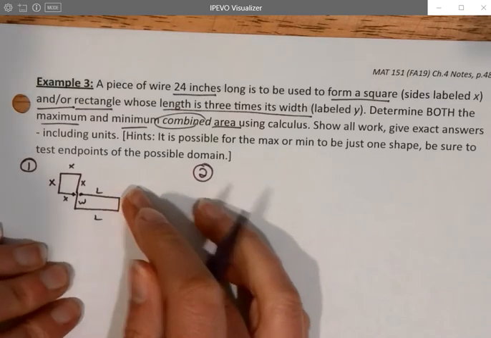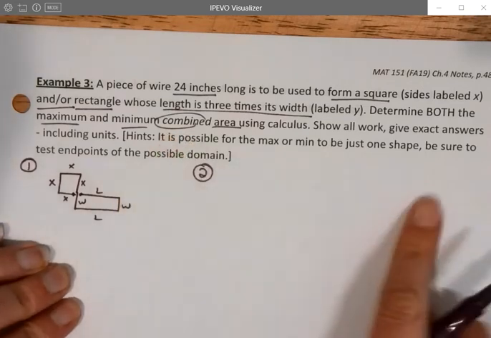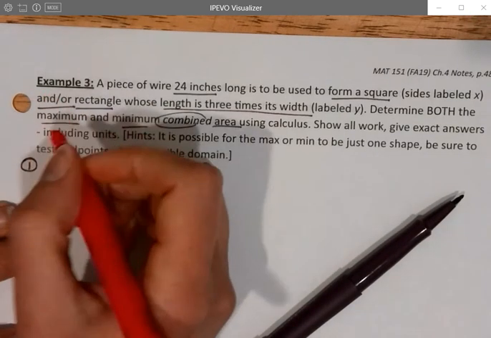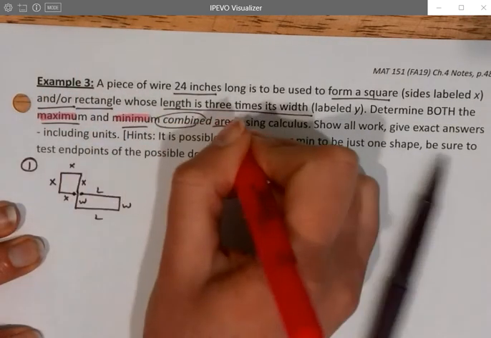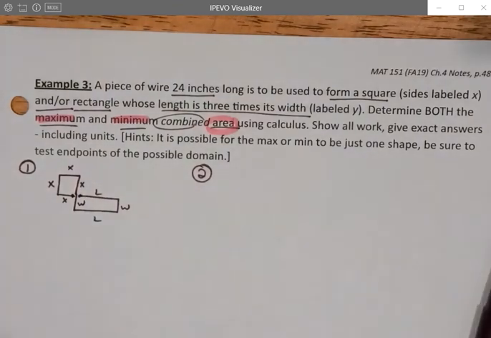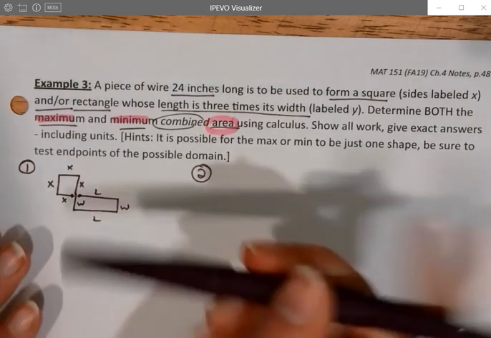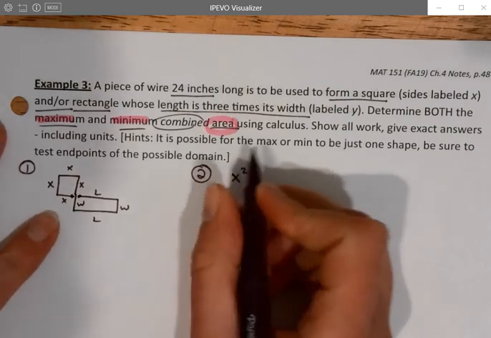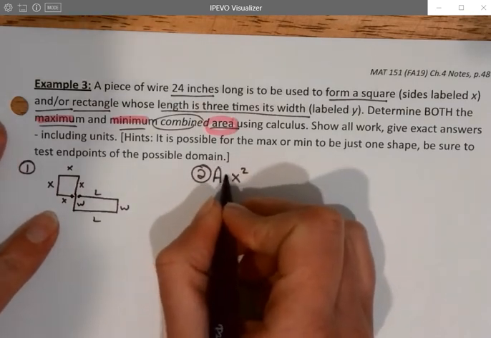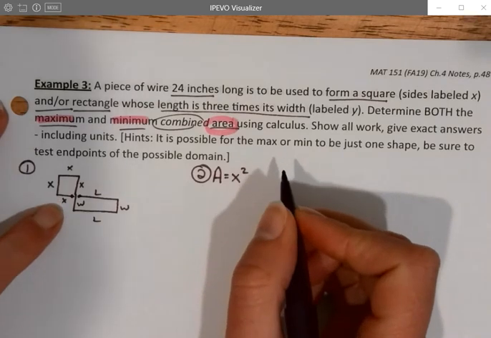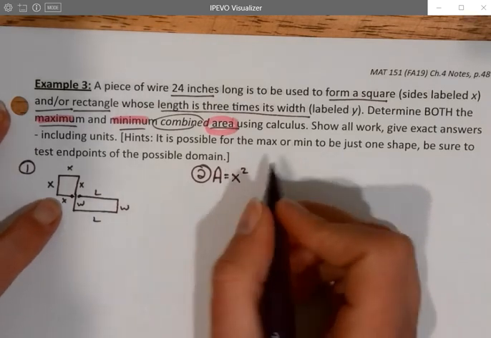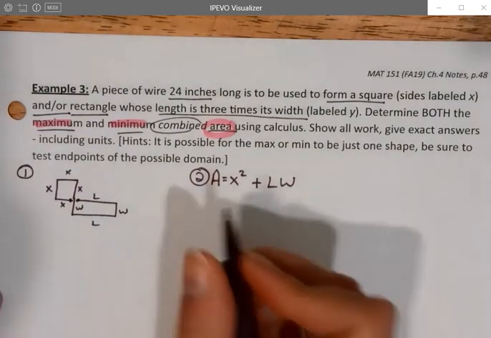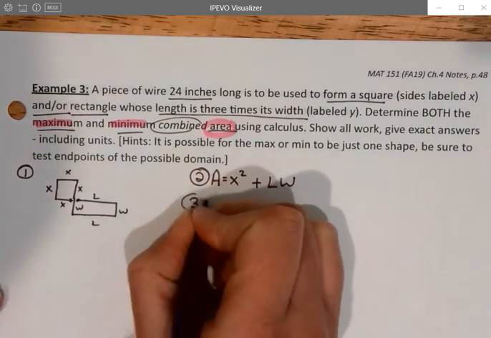Okay, so my objective function, which is the second thing that I do after I'm starting to label some of my graph here, is to talk about the combined area. I find the objective once I know what I'm trying to maximize or minimize. It's the area, so that's going to be my objective. And so if I do the total area of this, it's going to be, oops, I should write A equals for area, x squared for x times x, length times width for the square, plus length times width for the rectangle.